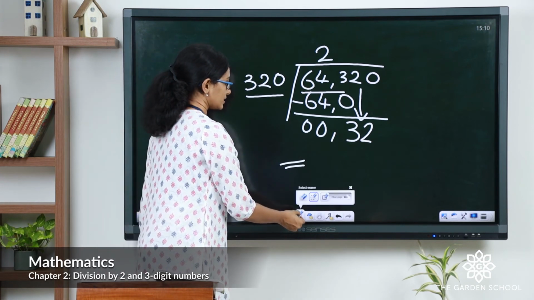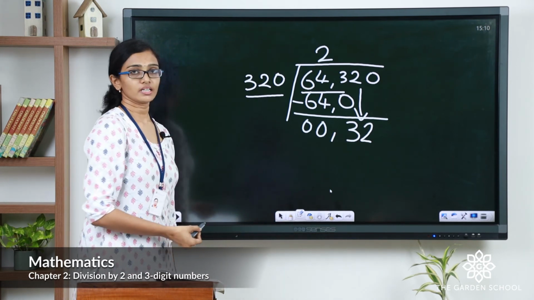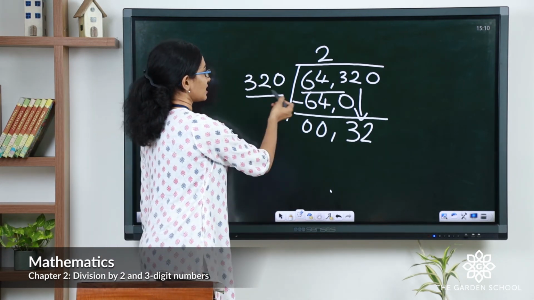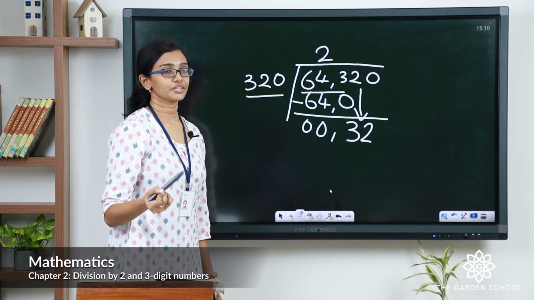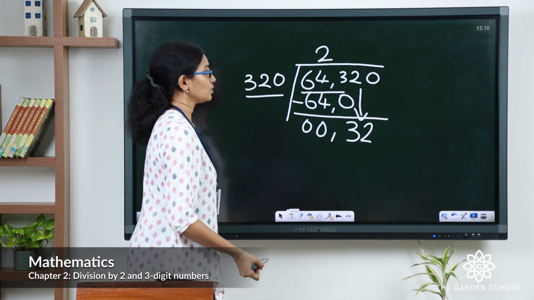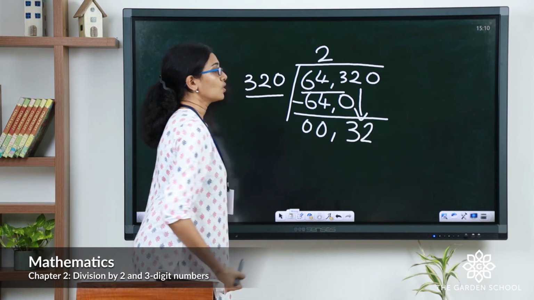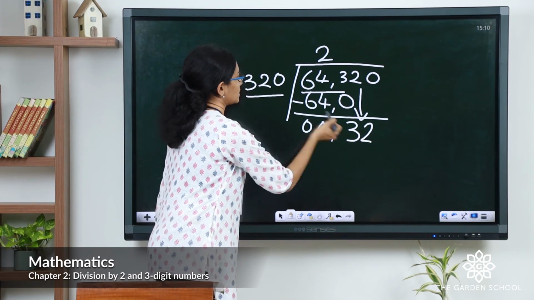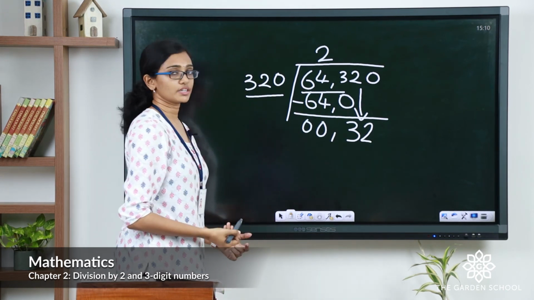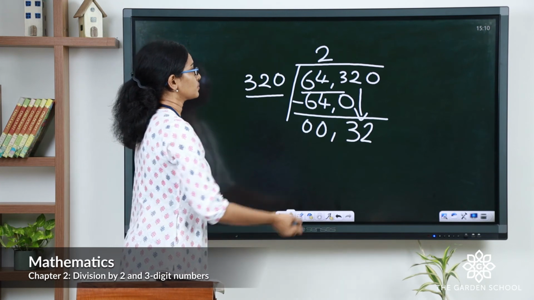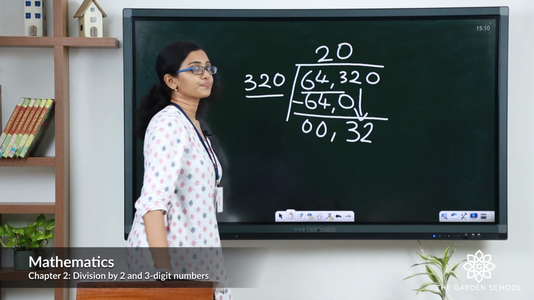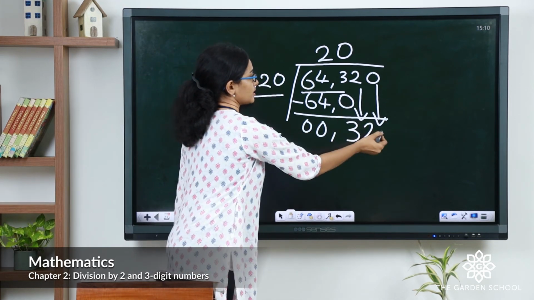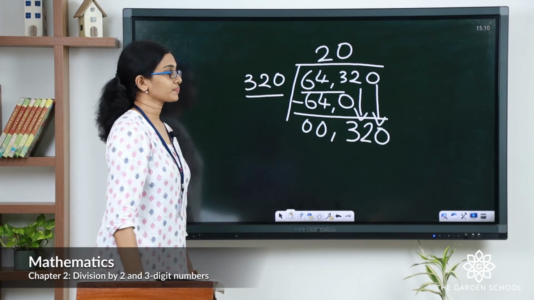Now, can we divide this 32 by 320? No, this is a 3-digit number and this is a 2-digit number. 320 will not go in 32. So, in that case, there is one more digit that you have to bring down. So, the division is still not complete. So, we cannot divide 32 by 320, that is not enough. So, in that case, we will put 0 in the quotient, then bring the next digit down.